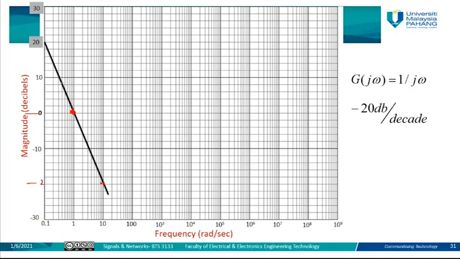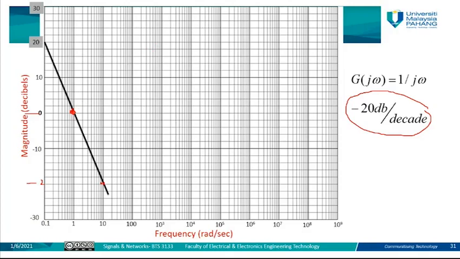So the slope is the same. The slope is 20 dB, but here it will be negative. So it will be negative 20 dB per decade. That means if you try to find the slope by using the normal calculation, which is y2 minus y1 over x2 minus x1, you just calculate what is y2 here.